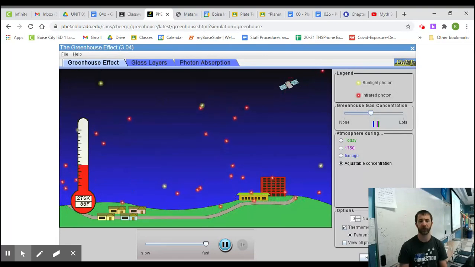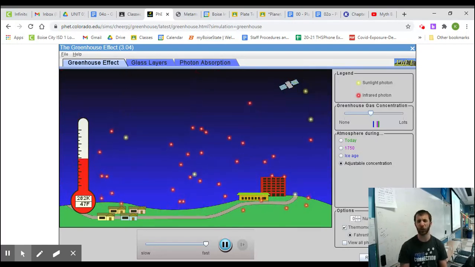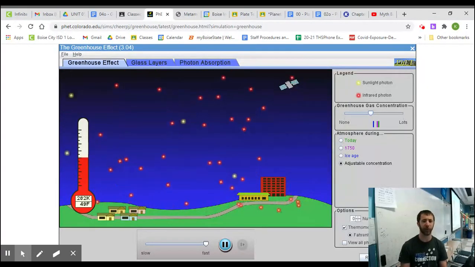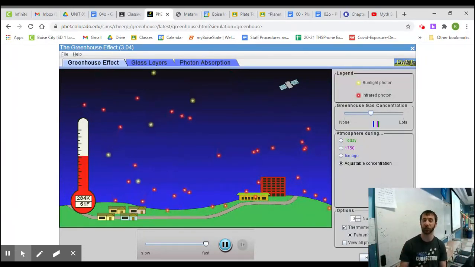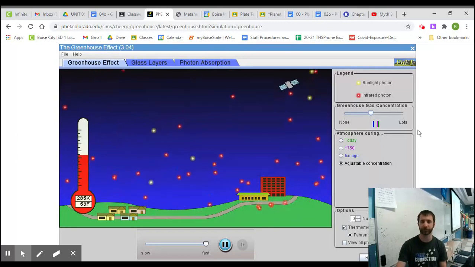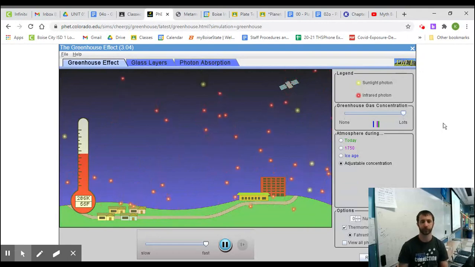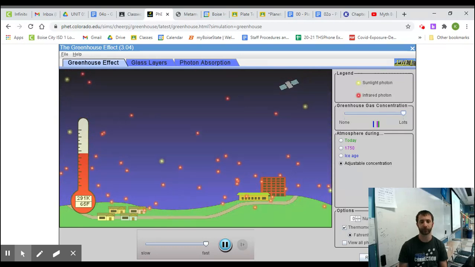Make some general observations about what you see with all the photons. Does the behavior of any one individual photon seem to change? What observations can you make about the collective of photons? Them as a mass rather than just an individual. Now let's go to lots. We've maxed out the greenhouse gas concentration. Take in all aspects of what we're observing.